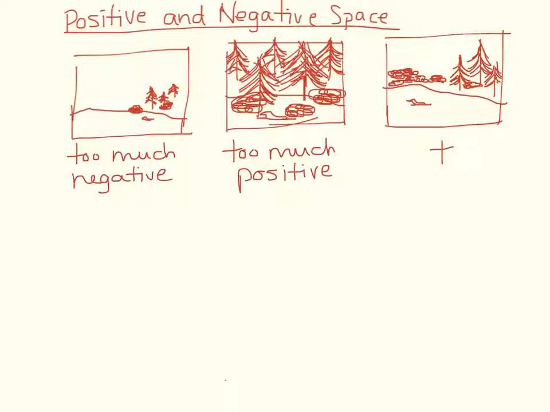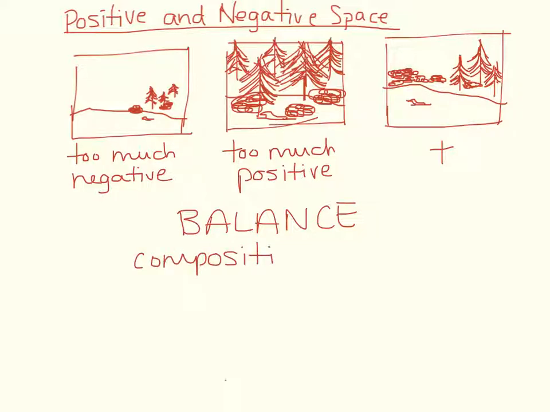And what you're looking for to have a good drawing, and this is true of photography as well, and almost any form of art, is a balance between positive and negative space. And what this balance is called is composition. When we talk about the composition of a piece of art, part of what we're talking about is the balance between positive and negative space.